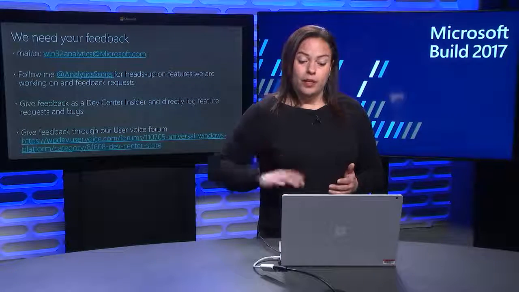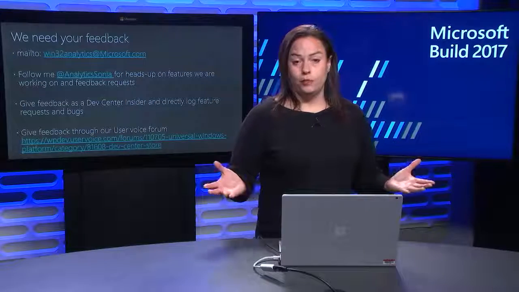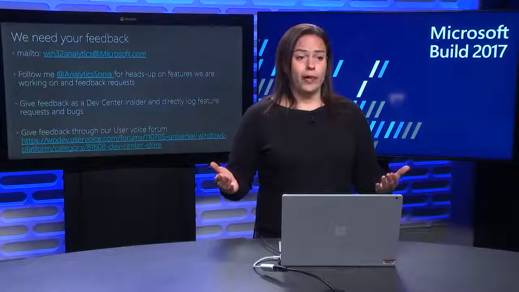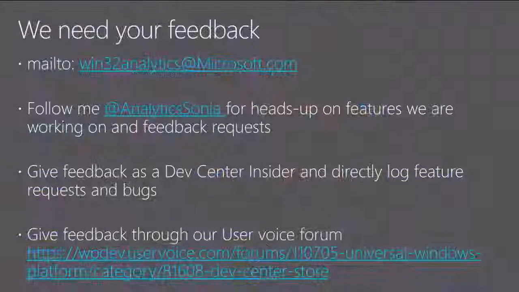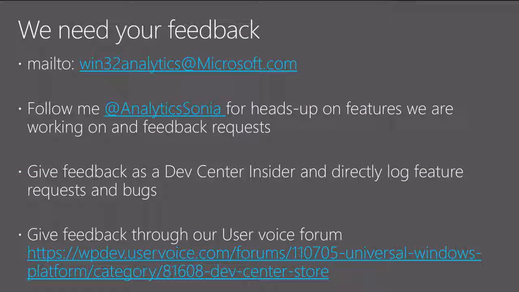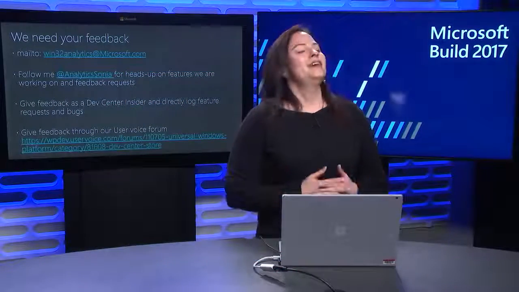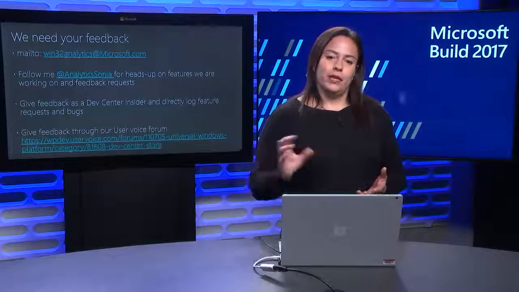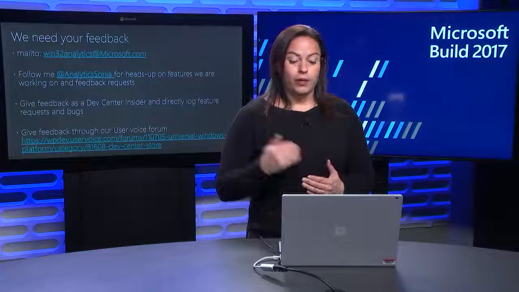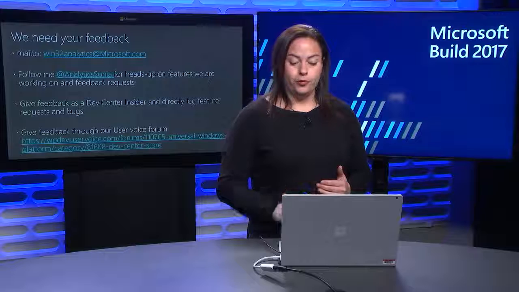As a Dev Center insider, I don't know if many of you know this, but when you log your feedback there, it comes directly to us and is logged as feature requests and as bugs, and we triage that. So the insider feedback program is really a way to get directly into our work queue. Lastly, if that seems like a lot of work, you can go to our user voice forum, and usually there's somebody there with the same feedback that you have, and you can upvote their feedback. We do triage those and look at our user voice.